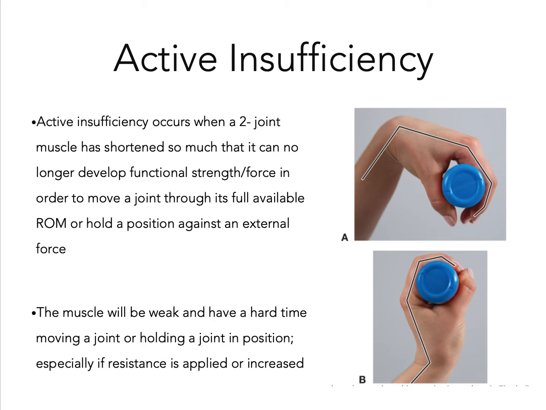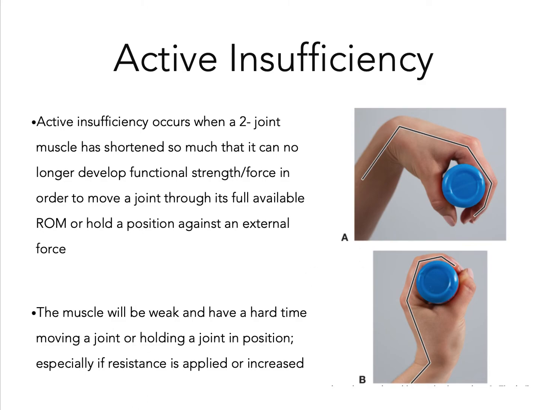Active insufficiency occurs when a two-joint muscle has shortened so much that it can no longer develop functional strength or force in order to move a joint through its full available range of motion or hold a position against an external force. So in this example, we're creating an isometric resistance of finger flexors. The finger flexors are trying to hold the dumbbell in one place. This is a position of active insufficiency of finger flexors.